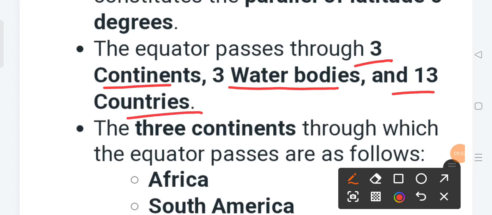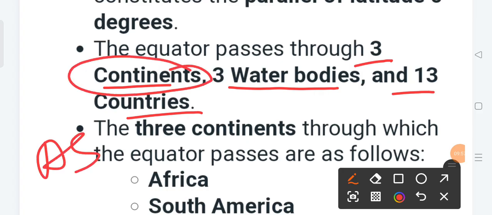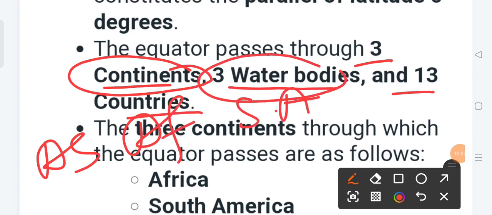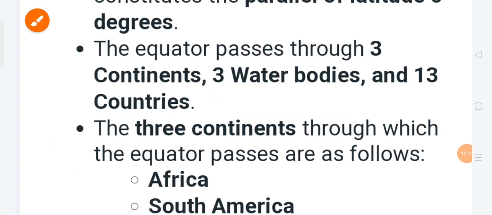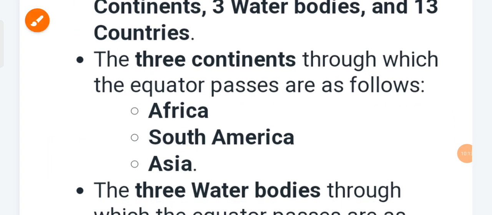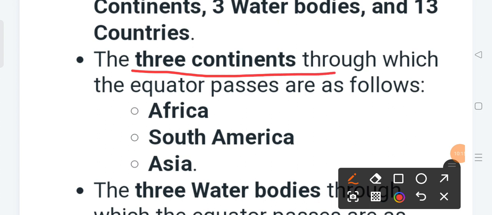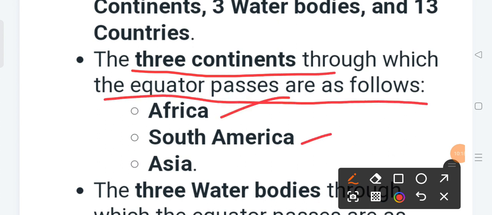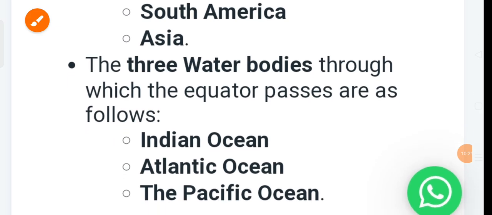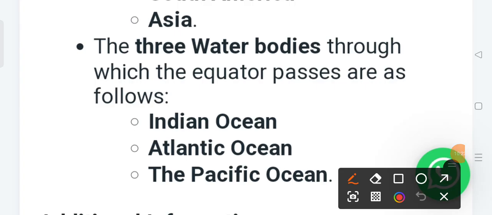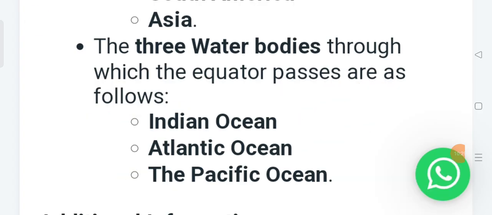So what is it? 3 continents. Which continent? It is Asia, Africa and South America. 3 water bodies: Pacific Ocean, Indian Ocean, and Atlantic Ocean, and 13 countries. Okay, now look, the 3 continents through which the equator passes are as follows: Africa, South America, Asia. Yes, the 3 water bodies through which the equator passes are as follows: Indian Ocean, Atlantic Ocean, and the Pacific Ocean.